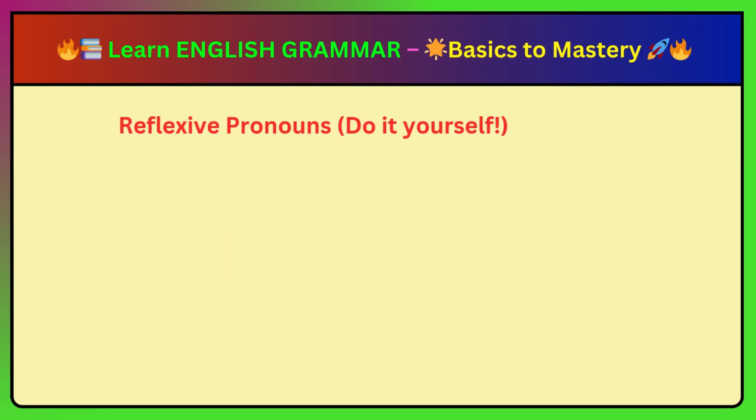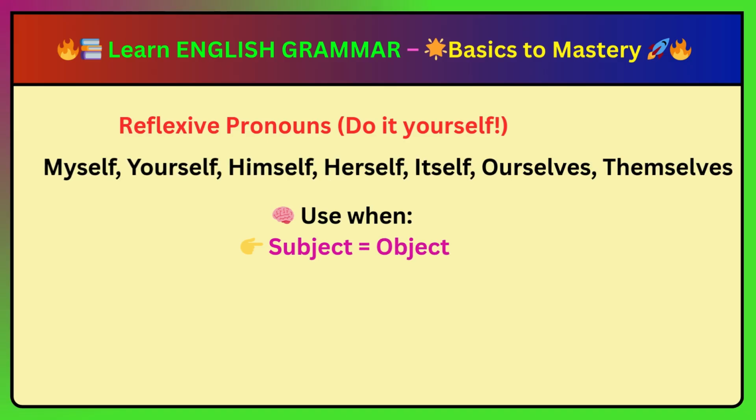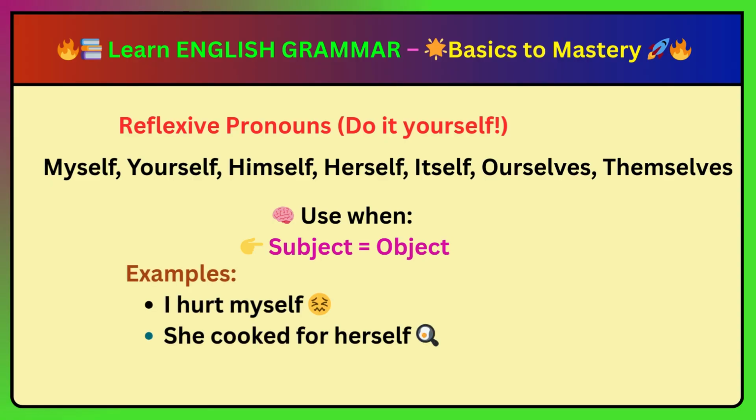Then we move on to reflexive pronouns. Reflexive pronouns are used when the subject and the object are the same person or thing. Words like myself, yourself, himself, herself, itself, ourselves, and themselves are reflexive pronouns. For example, "I hurt myself" or "She cooked for herself." You can remember this by saying "I did it myself." Reflexive pronouns answer the question, did the subject do it to itself?